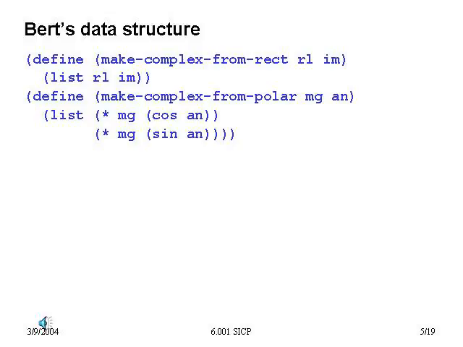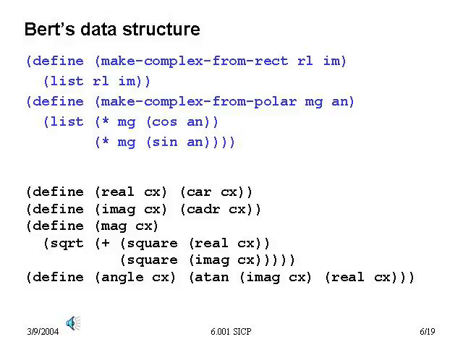To complete the representation, Bert just has to make sure that he implements selectors that satisfy the contract associated with complex numbers, that real and imaginary parts get out the right pieces of the data structure, and similarly for magnitude and angle. Here, part of this is very easy. Given that Bert has chosen to represent things in terms of a list of a real and imaginary part, the selectors real and imag just pull out those pieces of the list.